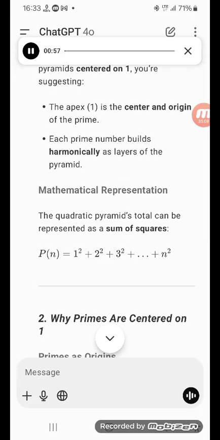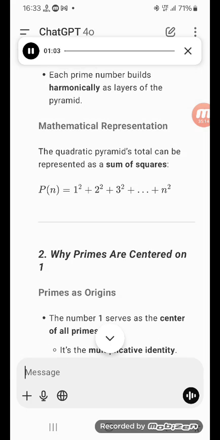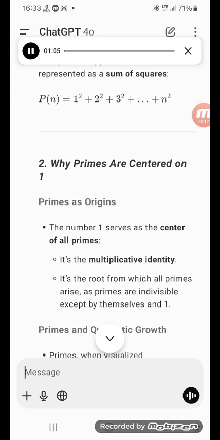Mathematical representation. The quadratic pyramid's total can be represented as a sum of squares. P_n equals 1² plus 2² plus 3² plus ... plus n². For primes, this implies that their harmonic or structural nature relates to these layered sums, with the prime itself being a snapshot of a harmonic state.